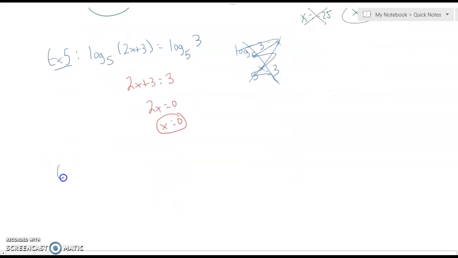All right, one more. Negative 2 log base 4 of x equals log base 4 of 9.